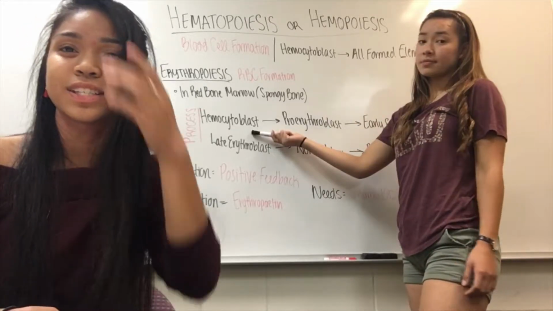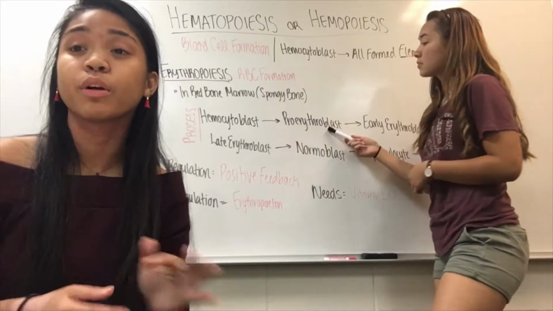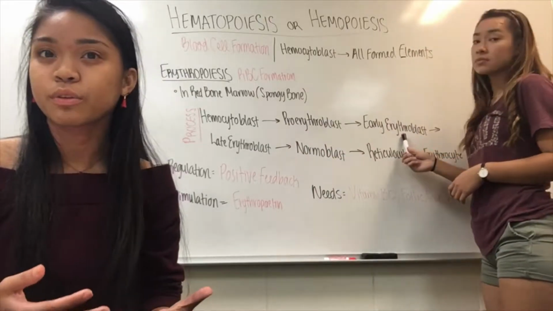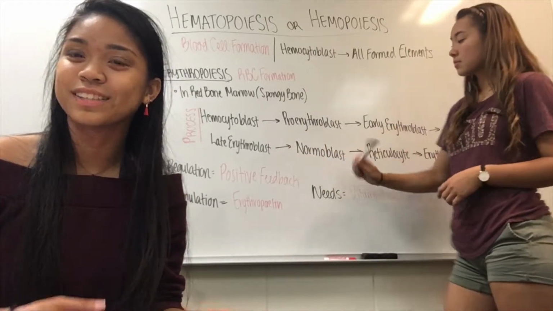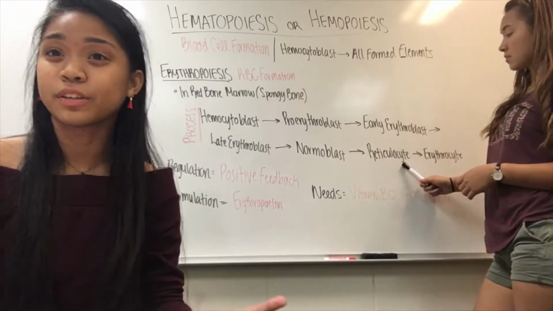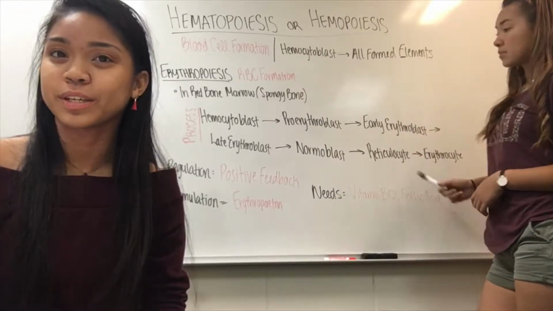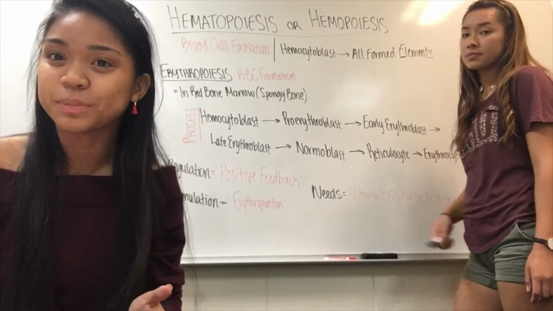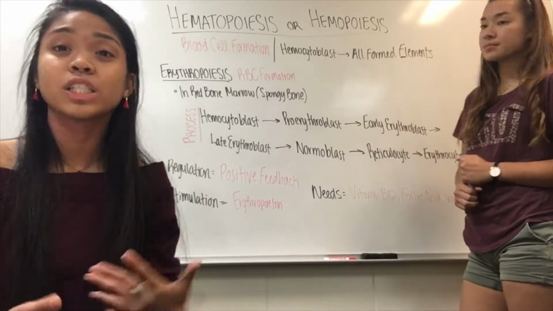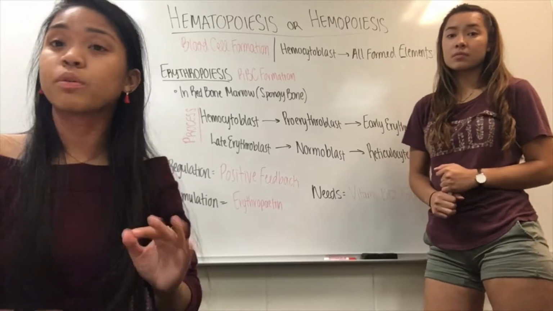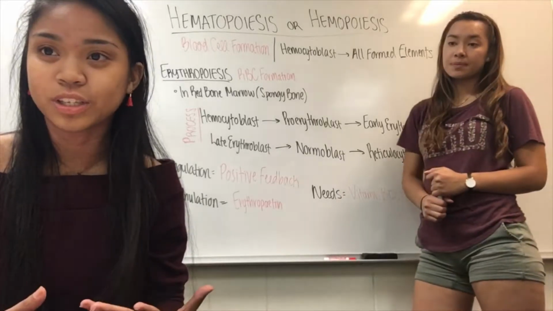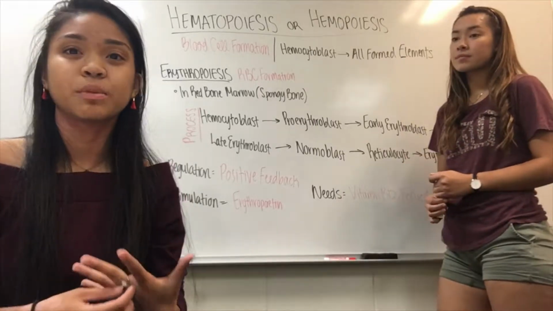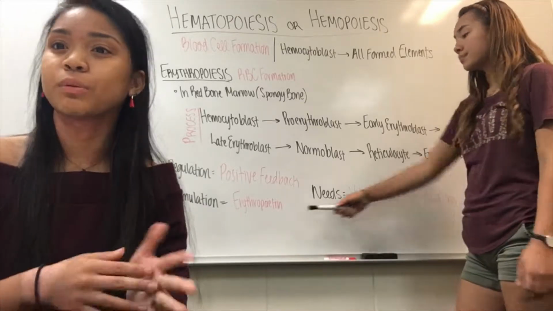First, the blood cell starts as a hemocytoblast, next to the proerythroblast, to an early erythroblast, a late erythroblast, a normoblast, a reticulocyte, and lastly to an erythrocyte. Erythropoiesis is regulated by hormonal control, positive feedback to be specific. For example, the oxygen in the kidneys is running low, so proteins are sent for RBC production. RBC production is stimulated by erythropoietin, which goes to the red bone marrow.